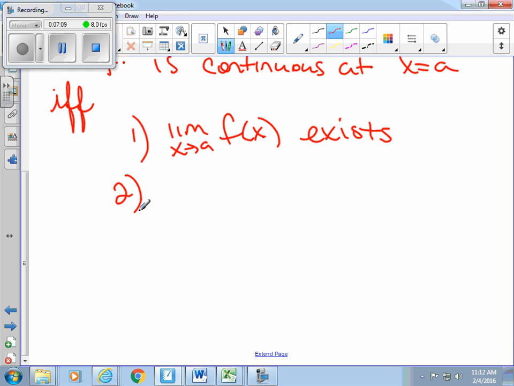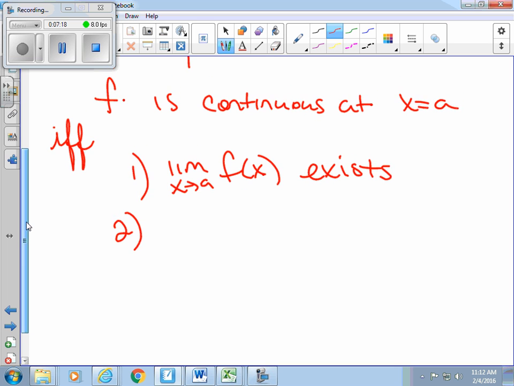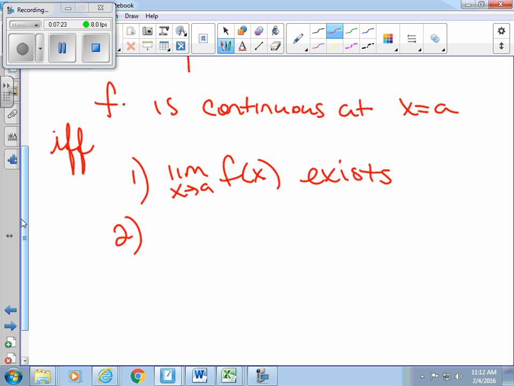But if it jumps, but it still is defined at every point, is it still continuous? No. Because if the limit as x approaches a doesn't exist at a jump, it wouldn't exist. I mean, one of us filled in the other one. Does the limit exist at a jump? Okay.